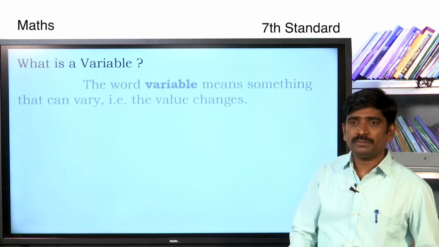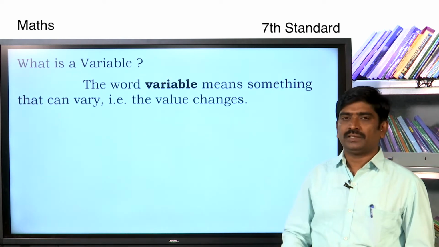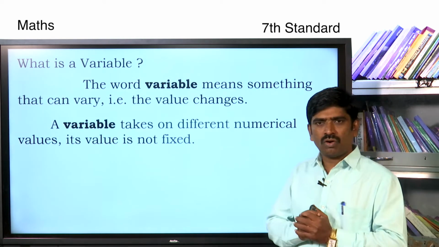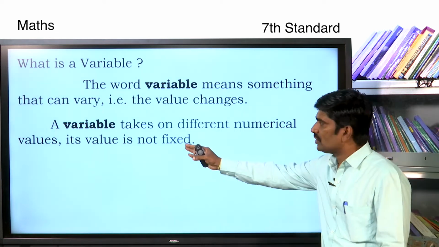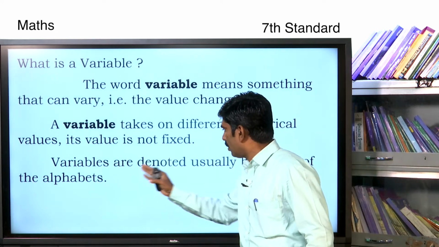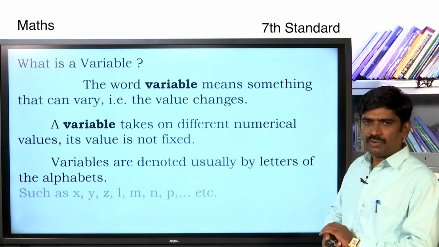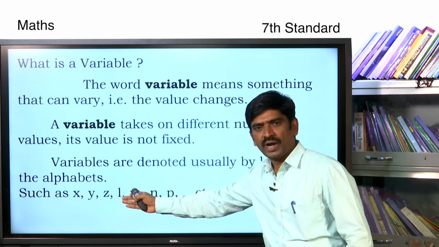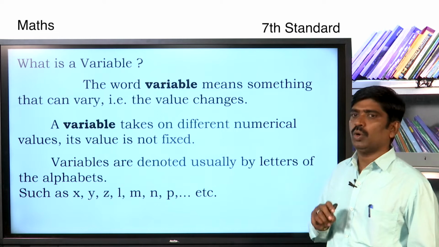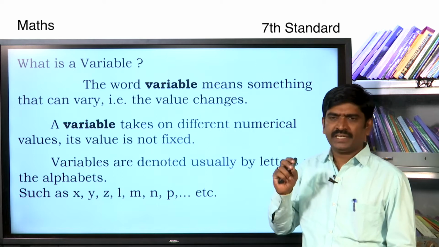Then what is a variable? A variable means something that can vary, that is, its value changes. The variable takes on different numerical values; its value is not fixed. Variables are usually denoted by letters of the alphabet, such as x, y, z, l, m, n, p, etc., but not o, because 0 and o look the same in writing style.